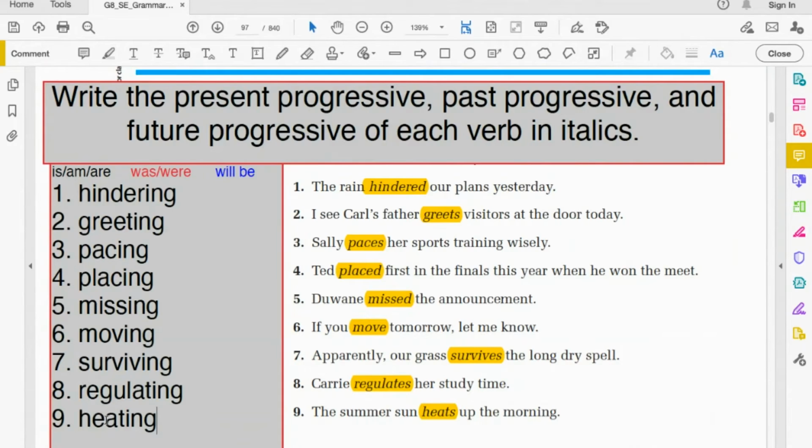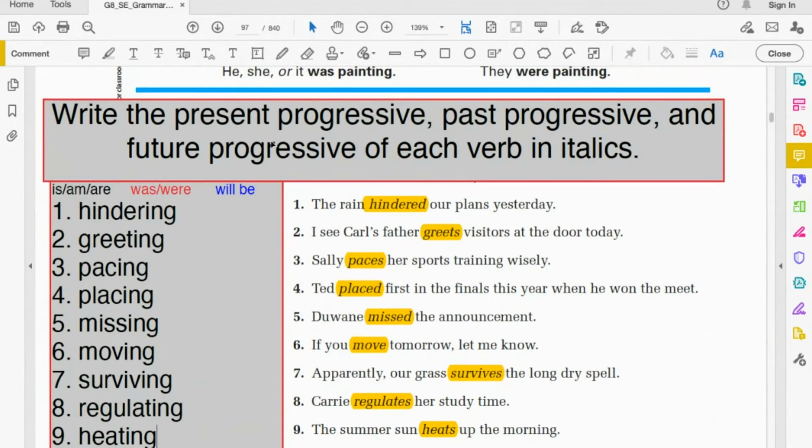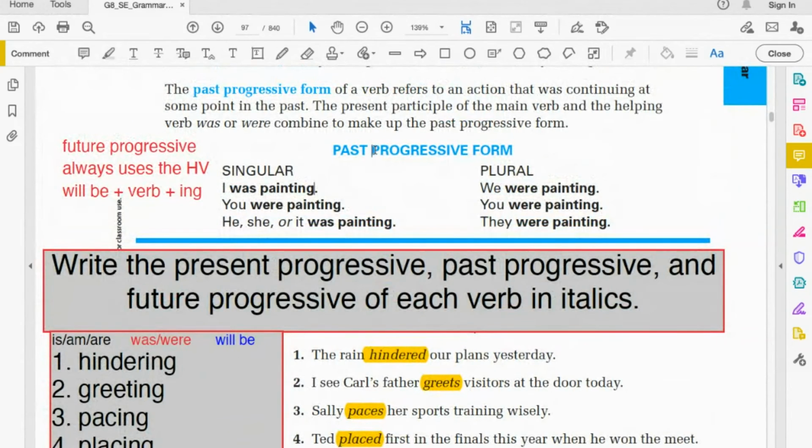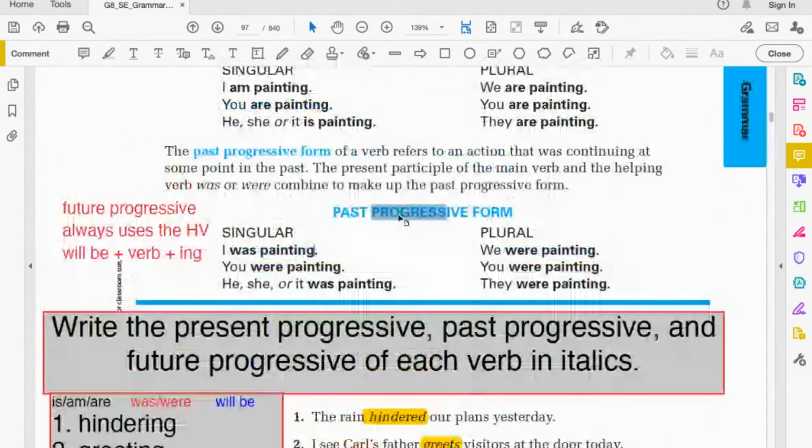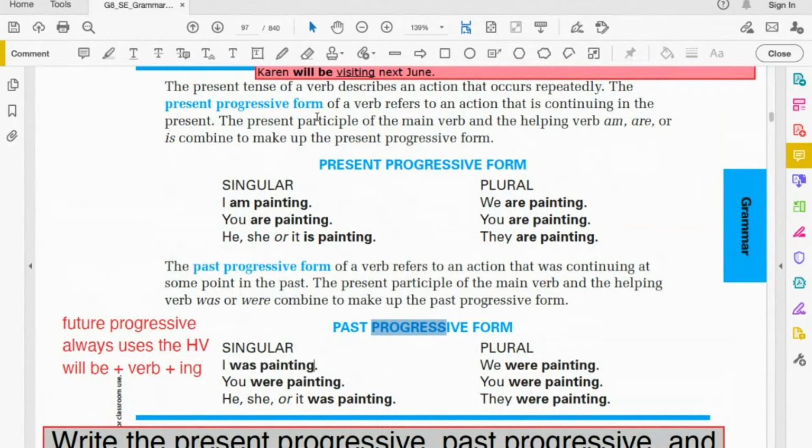And when I add a helping verb, is, am, are, it makes it present progressive. When I add was, were, it makes it past progressive. And when I add will be, it makes it future progressive. Now, as I notice in the word progressive, it means progress. So that means something is happening. When is it happening? It's happening in the present. It's happening and continuing in the past or in the future.